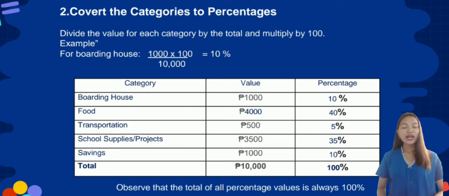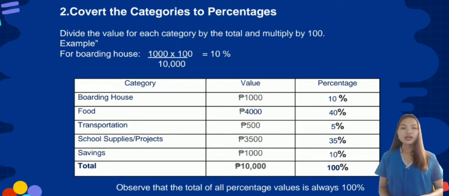So class, nakuha na natin yung mga percentage. Babalikan natin. Boarding house, the value is 1,000, the percentage is 10%. Food, the value is 4,000, the percentage is, yes, very good, 40%. Transportation, 500 pesos, the percentage is 5%.